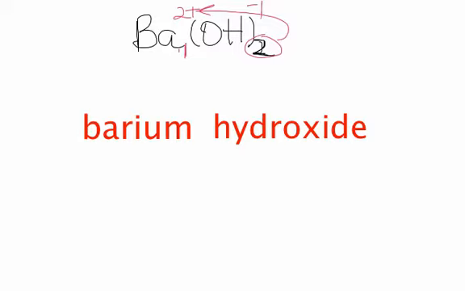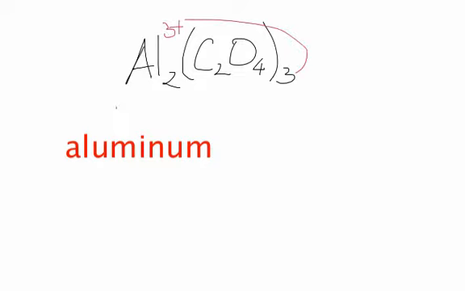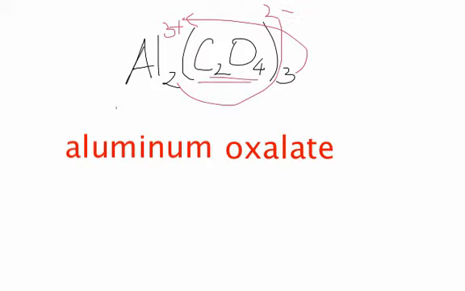Let's take a look at Al2(C2O4)3. Al stands for aluminum. And we know that aluminum has a 3 plus charge, so that came from there, and this 2 came from this right here. And this, if you look on your polyatomic ions, it is oxalate, so it's aluminum oxalate.